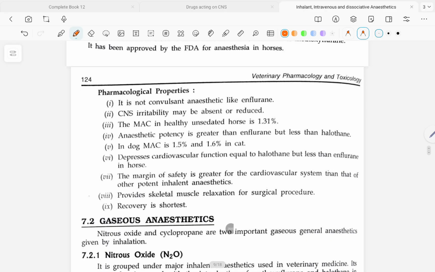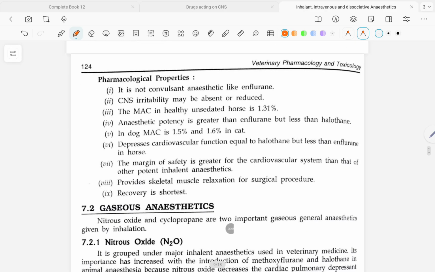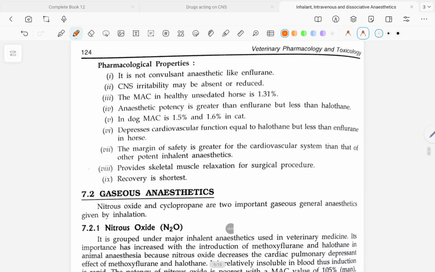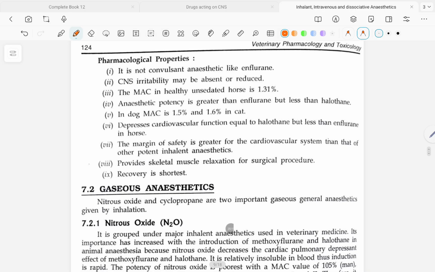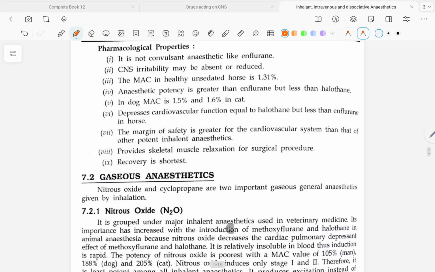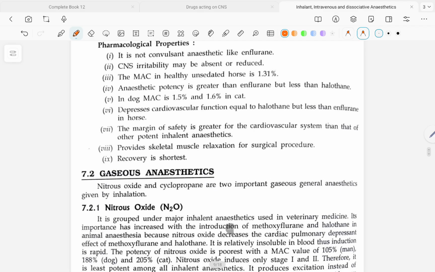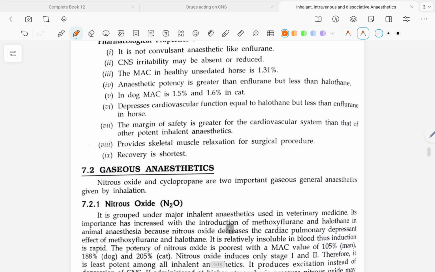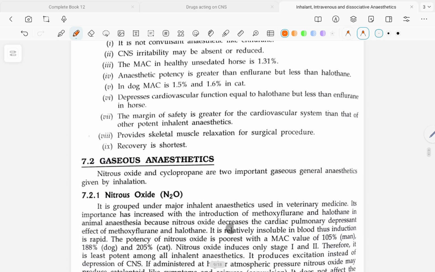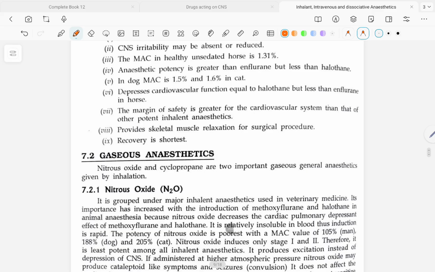Pharmacological properties: it is a non-convulsant anesthetic like enflurane. CNS irritability may be absent or reduced. The MAC in healthy unsedated horse is 1.31%. Anesthetic potency is greater than enflurane but less than halothane. In dog, MAC is 1.5% and 1.6% in cat.